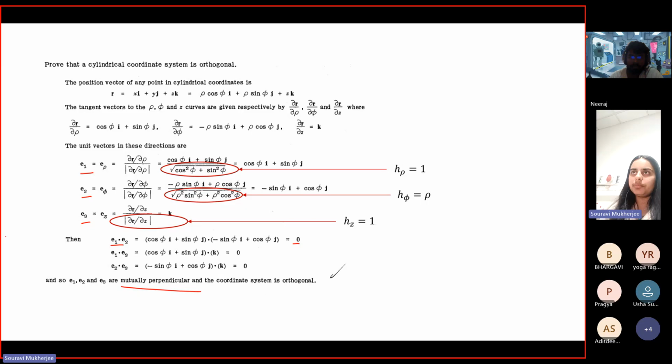Okay, and remember, this is how you find your scale factors, right? These three scale factors for the cylindrical coordinates are nothing but the magnitude of this del, like this, the tangent vectors.